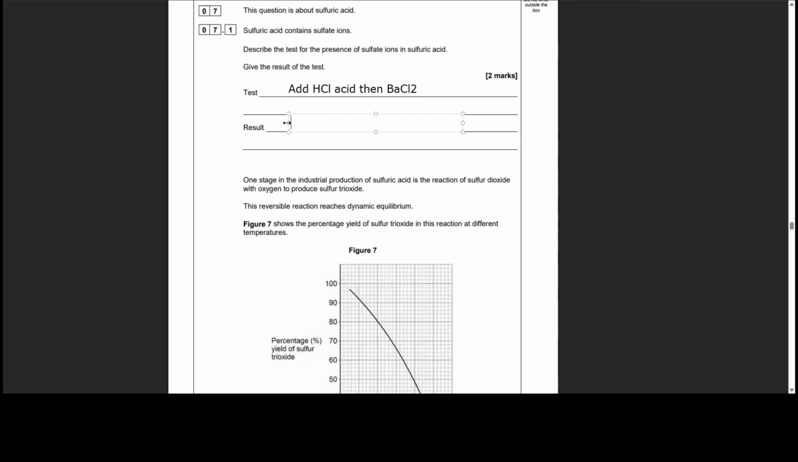The positive result of the test would be barium sulfate forms, which is a white precipitate. Now, what do you actually need to put to get the marks? You just need to say add barium chloride, and you'll get a white precipitate. But I like to explain a little bit more detail. You should add the acid first to get rid of any carbonate impurities.